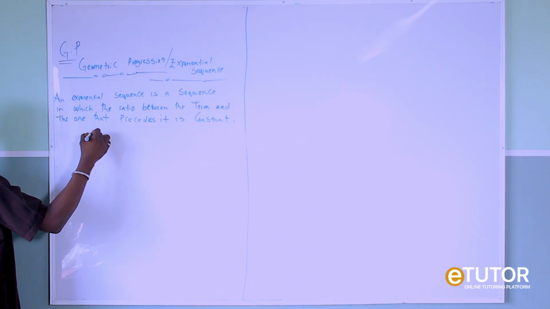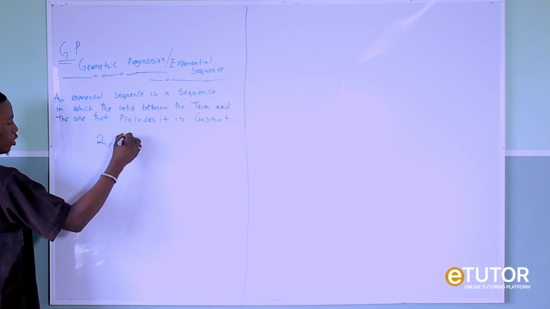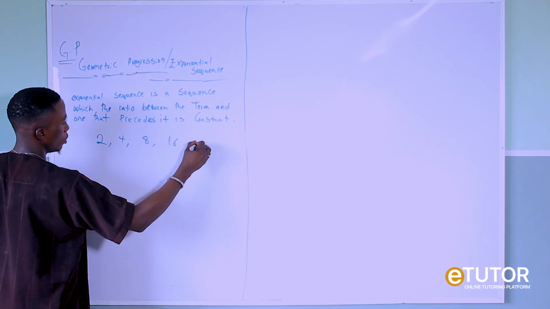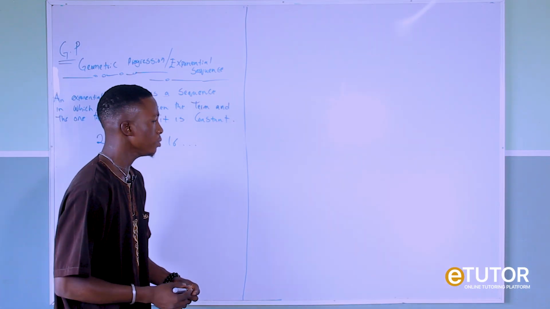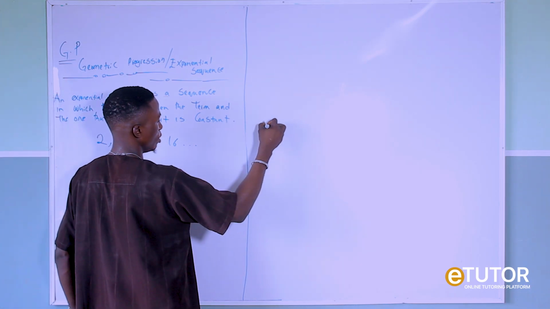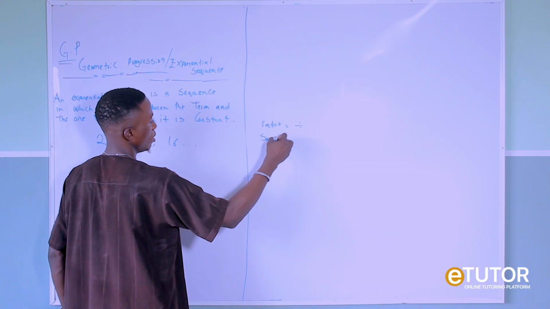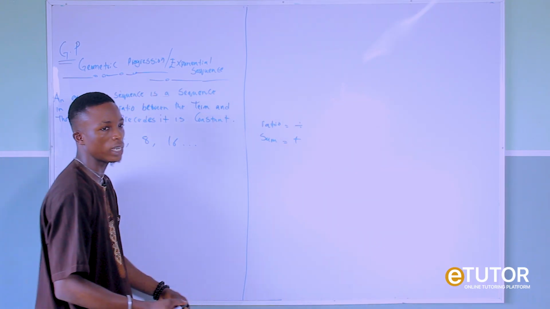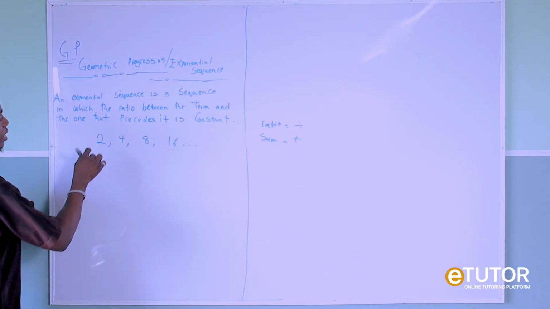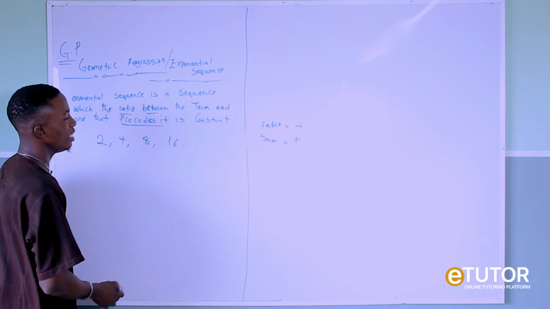So look here, let's say we have a sequence like this. We have 2, we have 4, we have 8, 16, dot, dot, dot. Now, ratio in normal sense means division. Ratio means division. Sum means addition. Difference means subtraction. Product means multiplication. Now, it said an exponential sequence is a sequence in which the ratio between a term and the one that comes before it, which is precedes it, is constant.